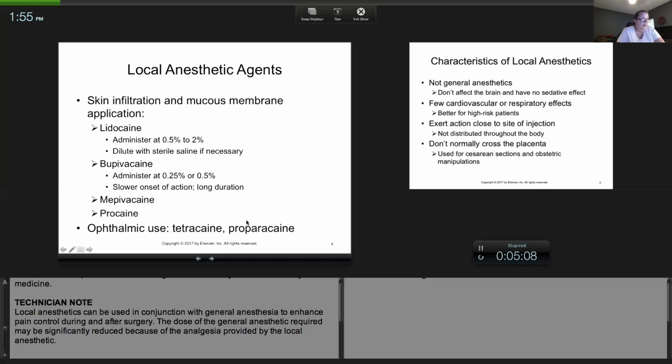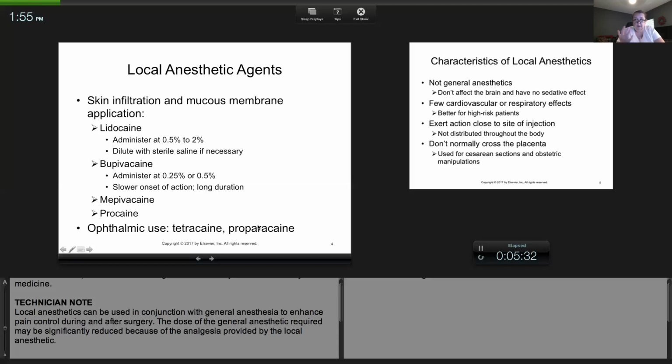Procaine, proparacaine drops can be used, and bupivacaine is another injectable, but the two main ones that I want you to know are lidocaine, bupivacaine. Now, if you end up working, most clinics will do some of their own eye exams, or if you work with an ophthalmologist, we will use tetracaine, but most of the time we use proparacaine.